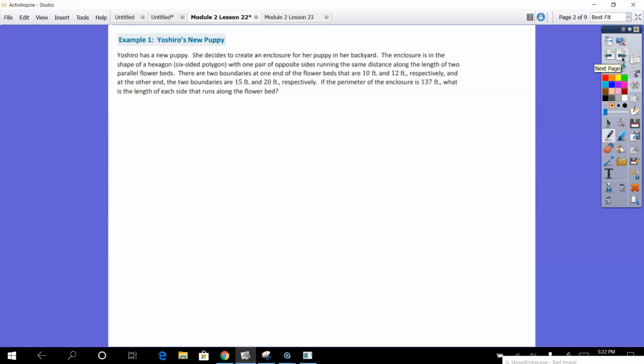So in example one, Yoshiro has a new puppy. She decides to create an enclosure for her puppy in the backyard. The enclosure is in the shape of a hexagon, which they tell us is a six-sided polygon with one pair of opposite sides running the same distance along the length of two parallel flower beds. There are two boundaries at one end of the flower bed that are 10 and 12 feet, and at the other end that are 15 and 20 feet. If the perimeter of the enclosure is 137 feet, what is the length of each side that runs along the flower bed? So the two that have the same distance.